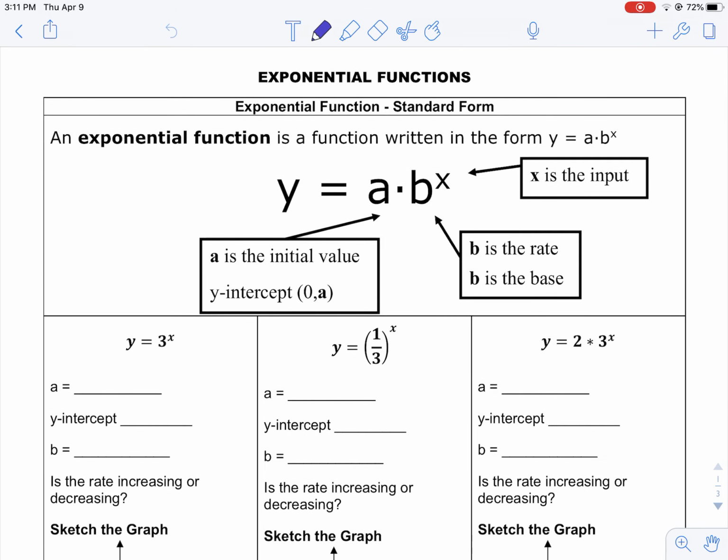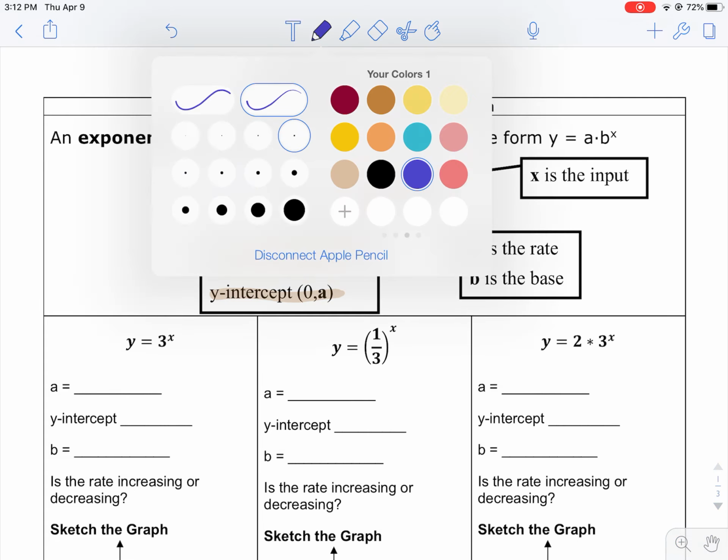So this week we are starting an introduction to exponential functions. An exponential function written in standard form is listed like this, where we have y equals a times b raised to the x. Notice we have a couple new things here. First, our initial value, our y-intercept, is in front. So this is different than our linear and quadratic functions, where normally what follows in the back is our y value or our y-intercept. This time it's in the front.